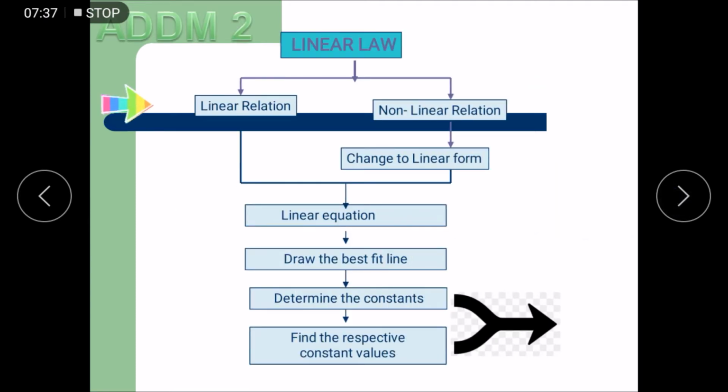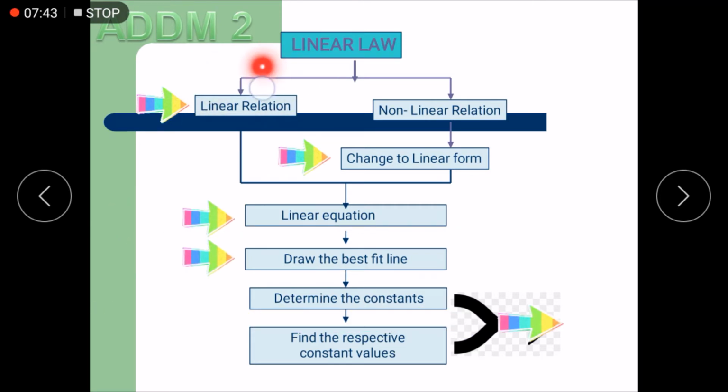Now we will see the overall picture here. In linear law, in this chapter we will see, as I said just now, also the non-linear relation. When the power of x or y is no more power 1, we call it a non-linear relation.